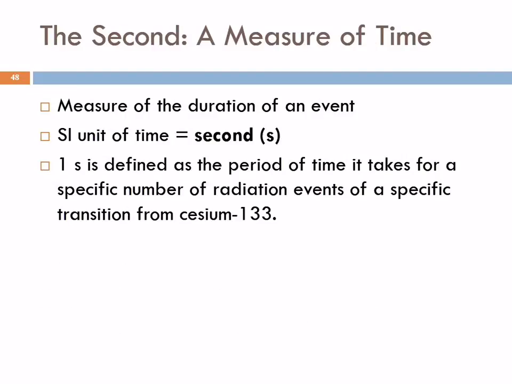Time, we don't really have a problem with time because the metric system also uses seconds. This measures the duration of an event. The unit is the second, and this is defined as a particular number of radiation events in cesium-133. Again, I'm not going to quiz you on those definitions. I just think it's kind of interesting to hear how these things are defined.